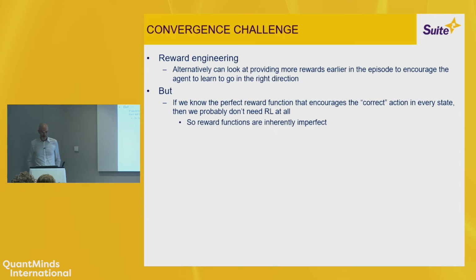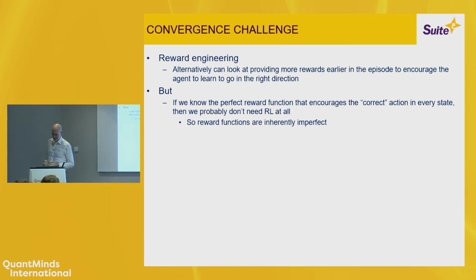Another thing we can look at is reward engineering. If you recall, our reward function was basically to take the negative of the time taken at every time step, and then we just have a small fixed bonus at the end. So what we could look at is providing more rewards earlier in the episode to help encourage the agent to learn to go in the right direction from the start. But the reality is that if we know what the perfect reward function is that encourages the correct behavior in every state, then we probably don't need reinforcement learning. It's really because we don't know what the correct reward function is that we need to do this, which means that reward functions are inherently imperfect.